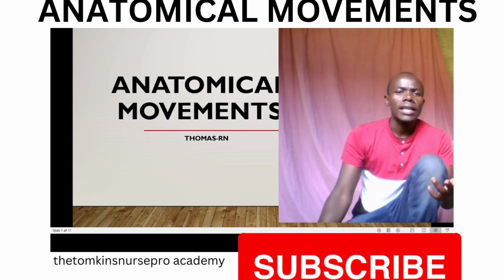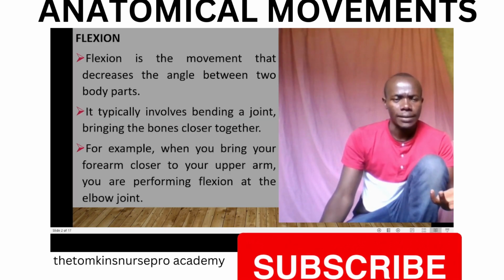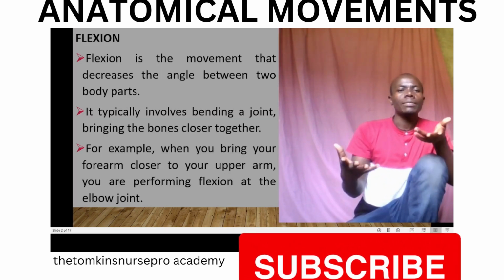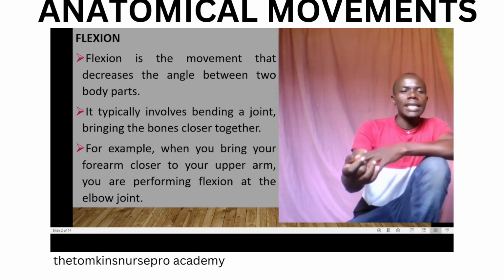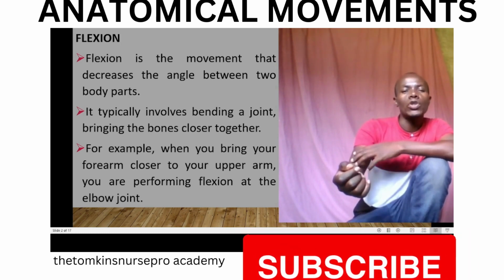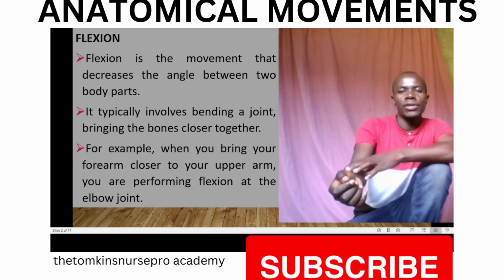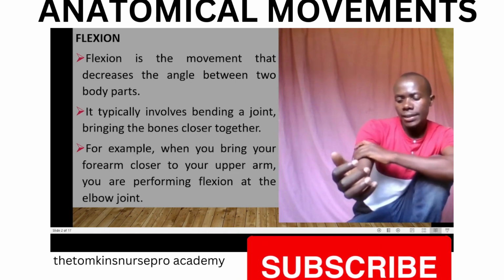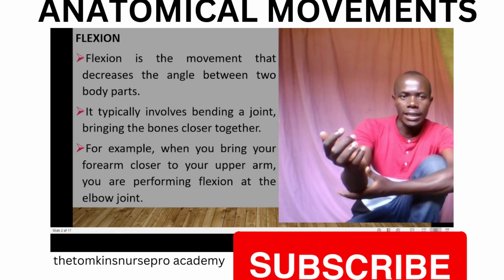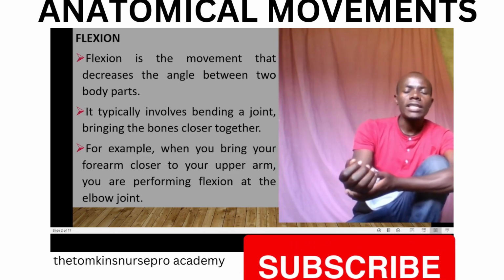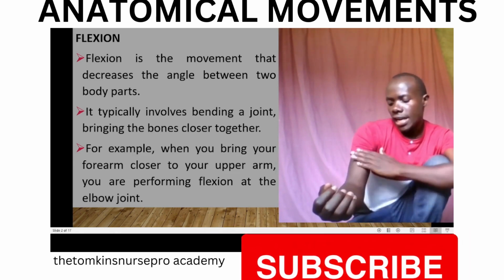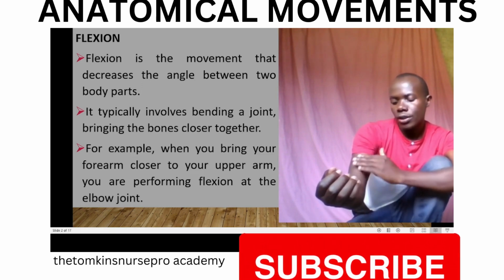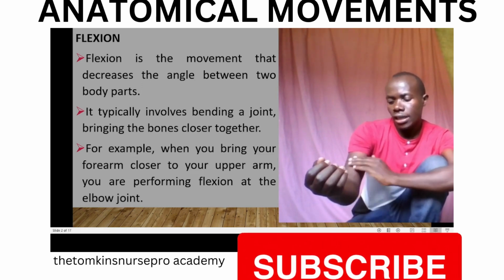Okay, so let's look at the different types of movements. Number one, we have flexion, and flexion is the movement that decreases the angle between two articulating bones. Figure out this elbow joint. We have the humerus, the radius, and not forgetting the ulna. So what is flexion? Flexion is the reduction of the angle between these two articulating bones.